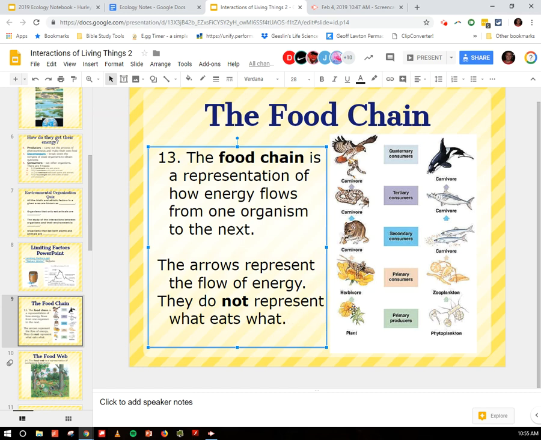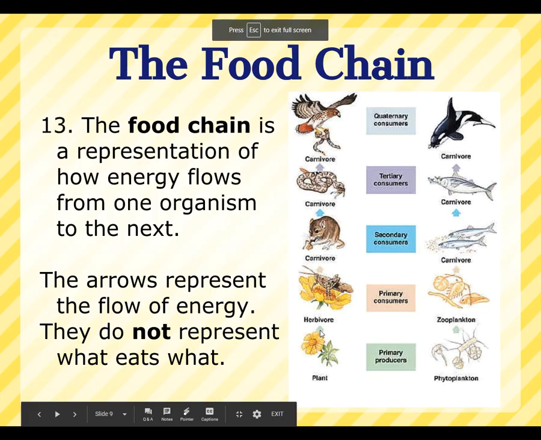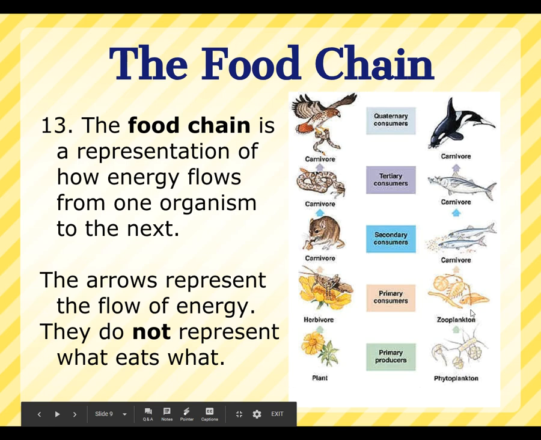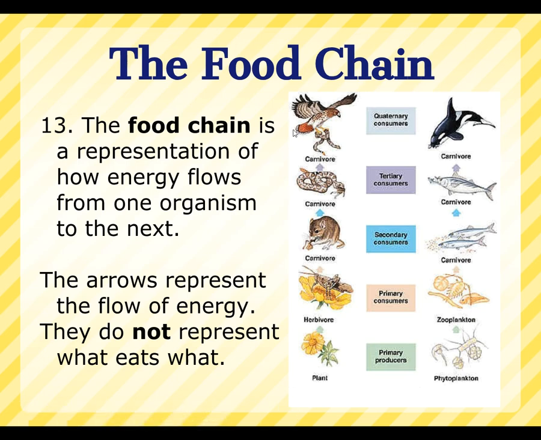If you'll notice, this plant does not eat the grasshopper. And the arrow doesn't say that the grasshopper eats the plant. That is what happens. But it's saying that the energy is going from the plant to the grasshopper, from the grasshopper to the shrew or the mouse, from the shrew or the mouse to the carnivore, to the hawk. It's going up the food chain in that way. The arrows are showing the energy flowing from one organism to the next. The hawk does not give the snake energy. The snake gives the hawk energy.